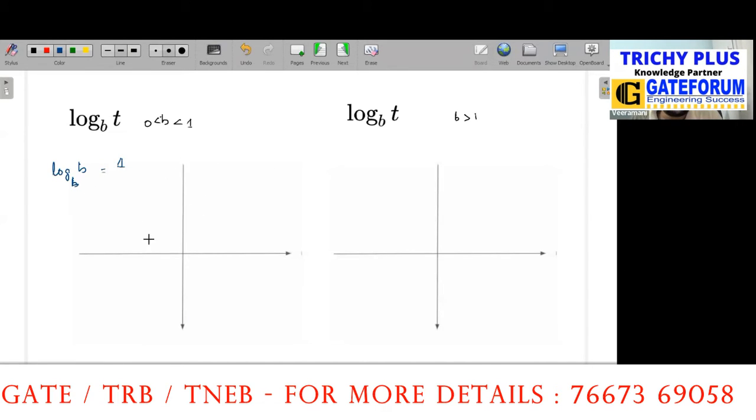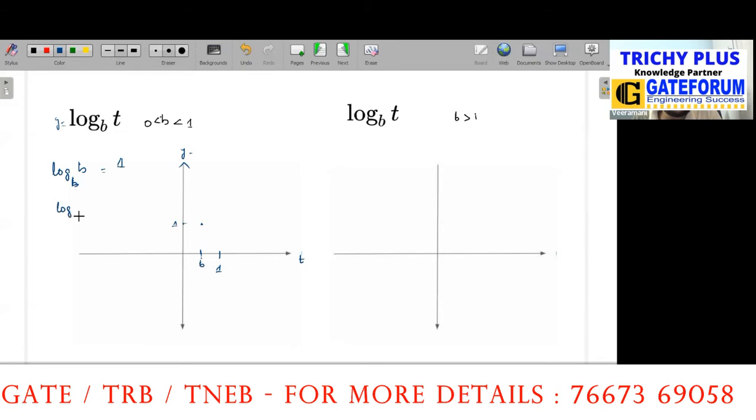Okay, fine. So let's keep 1 here. And here we have taken b as 0 to 1, correct? So let me keep b here. This is your t, and this is log base b of t, right? This is your y. So y is equal to log base b of b when t is equal to b. This is going to be 1, correct? So this value is going to be 1.